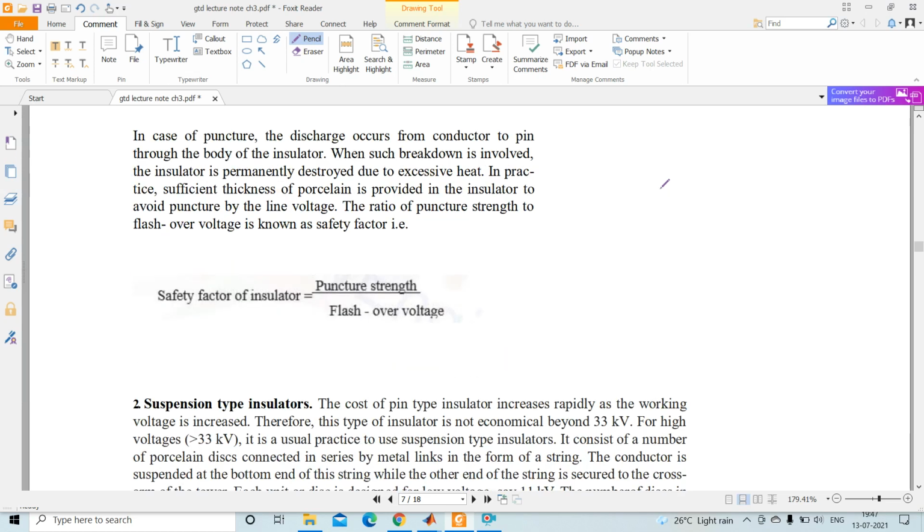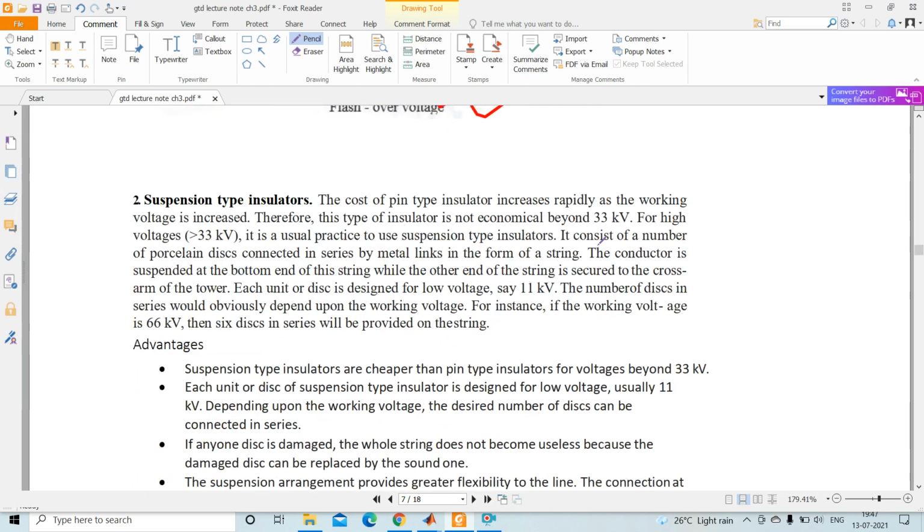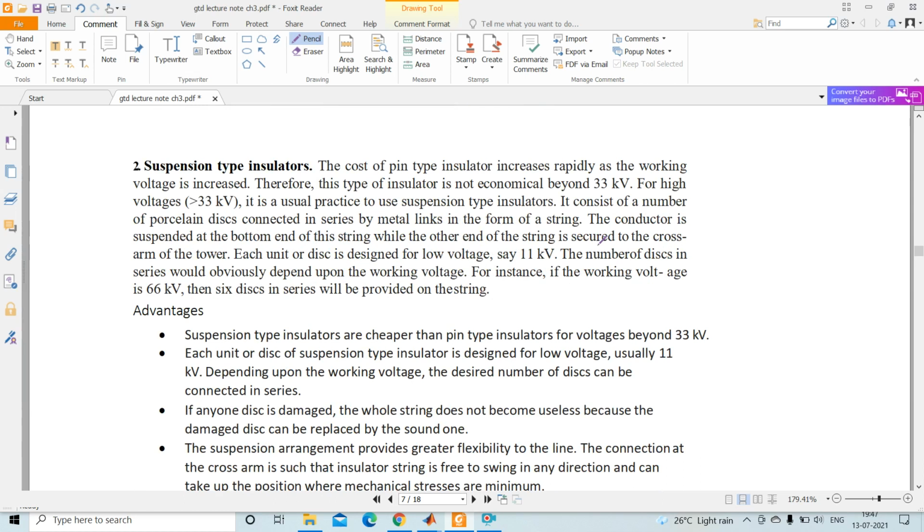So the safety factor of insulator is puncture strength to flashover. This is the formula you have to remember. Then the next type is the suspension type insulator. So the cost of pin type insulator increases rapidly as the working voltage is increased.